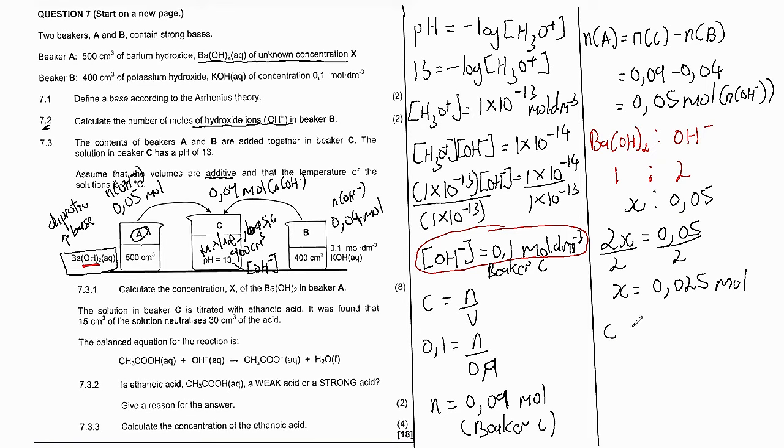So this will now be C equals N over V, right? Concentration is number of moles, 0.025. The volume, we still use the same volume in beaker A, right? Because remember in beaker A, that's 0.5. Now when you punch that into your calculator, you get 0.05 mole per dm cubed. And that becomes the concentration of the barium hydroxide in beaker A.